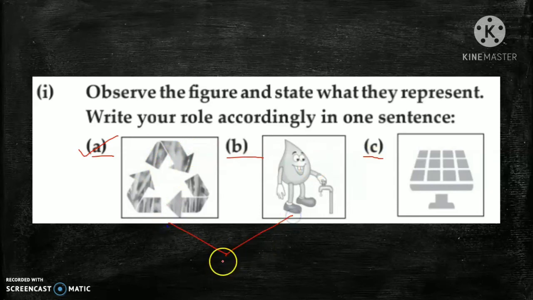Like this it will give you 3 marks. So question number 1, that is A. The answer of A. First point.